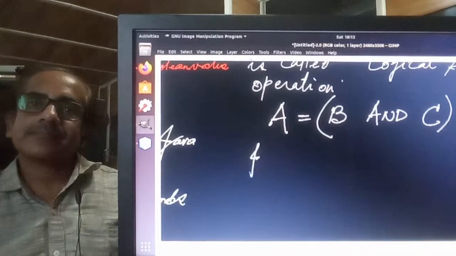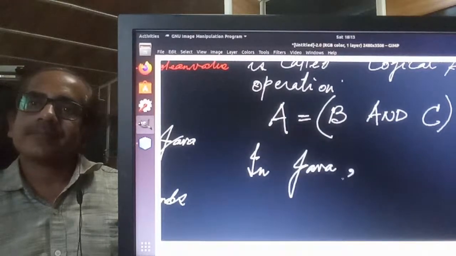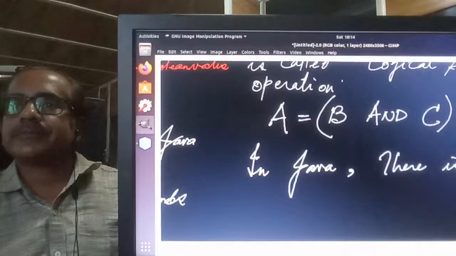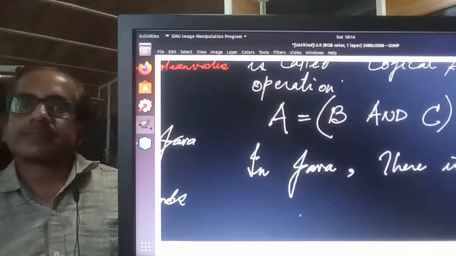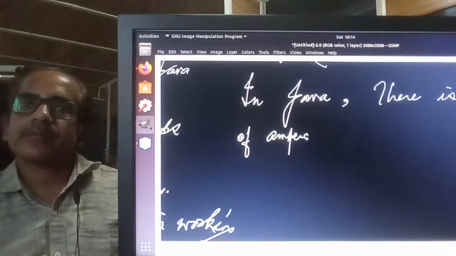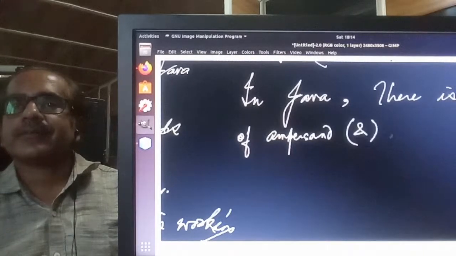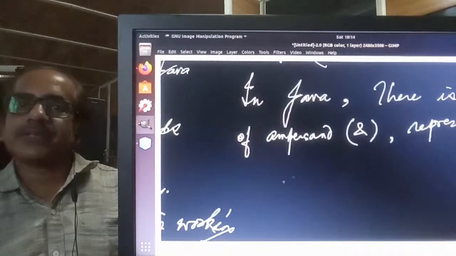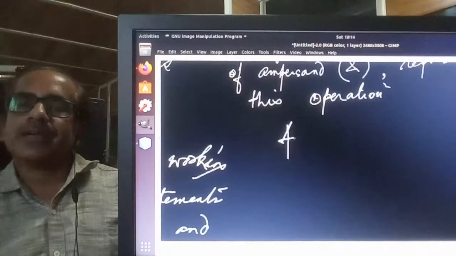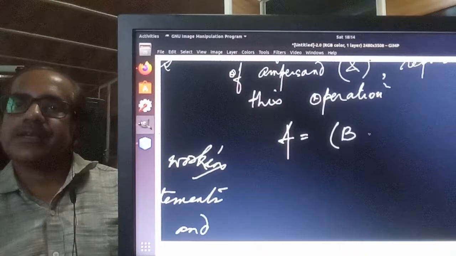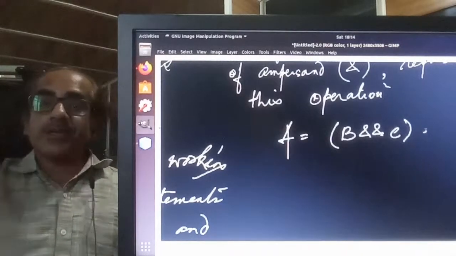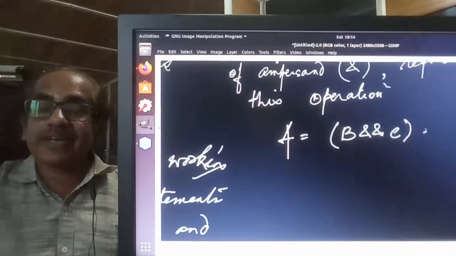In Java, there is a pair of ampersand, like this, that represents this operation, that is A equal to B and C. Now see, when you are writing in Java, it is not so that you will write B equal to Manish Mishra, B equal to it is Saturday, C equal to network connection is working properly. That is not to write.